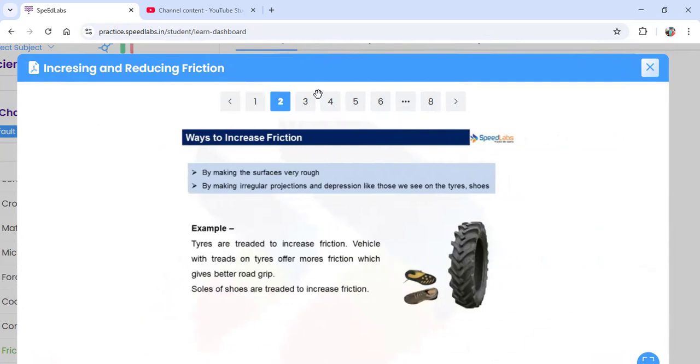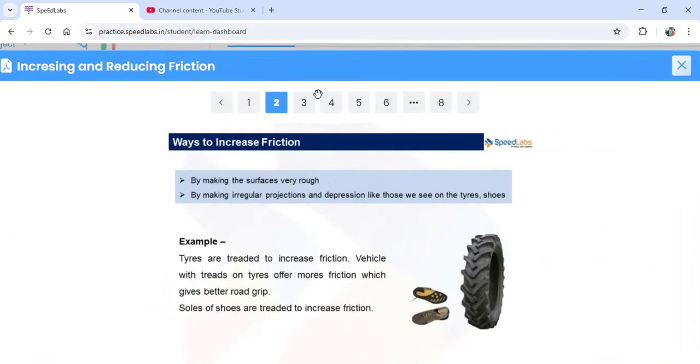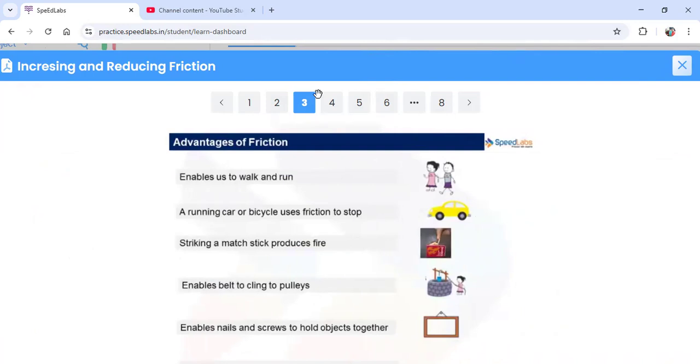Ways to increase the friction, this also is important, children. Okay, by making the surface very rough, you can see in the case of tires. By making irregular projections and depressions like those we see on the tires and shoes. Example, tires are treaded to increase friction. Vehicles with treads on the tires offer more friction, which gives a better grip on the road. Soles of shoes are treaded to increase the friction. Yes or no, children?